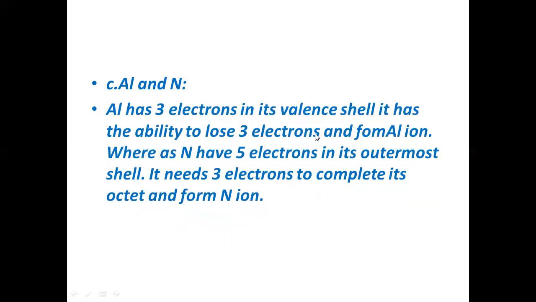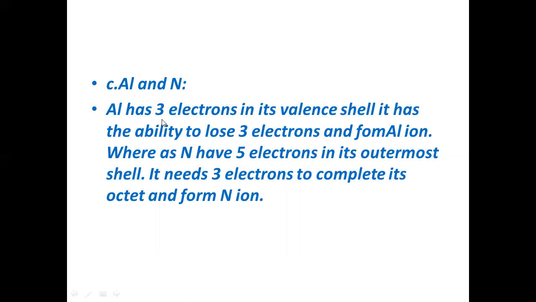The third case is for aluminium and nitrogen. Aluminium is present in group 3A of the periodic table and it has 3 electrons in its valence shell. It has the ability to lose electrons because it is a metal, and nitrogen is a non-metal. Nitrogen has 5 electrons in its outermost shell because it is present in group 5 of the periodic table. It needs 3 electrons to complete its octet and form the nitride ion.